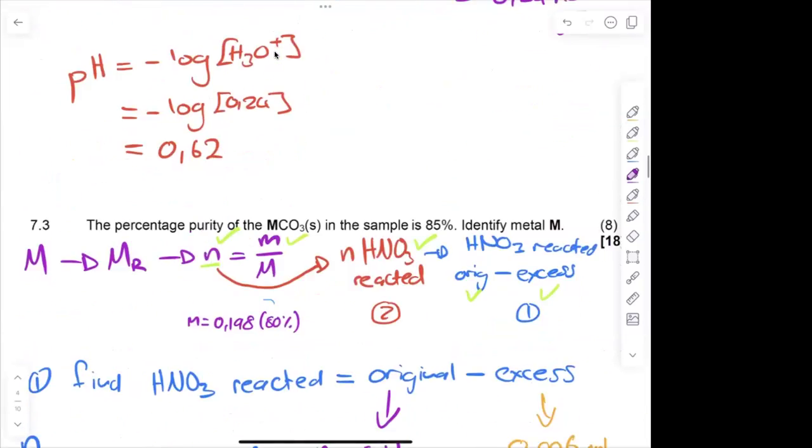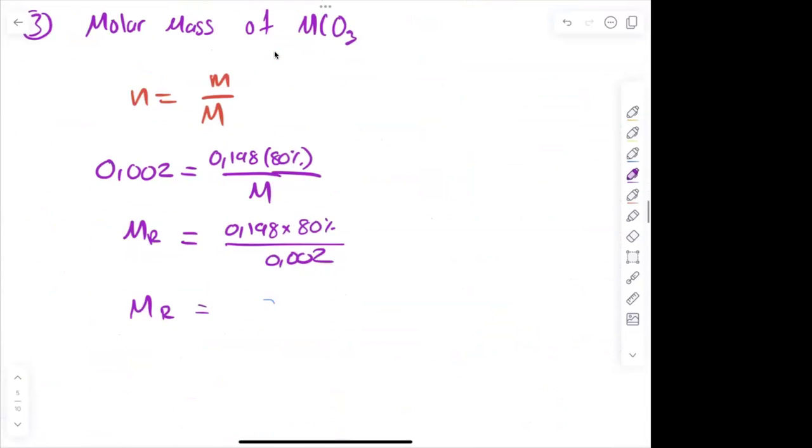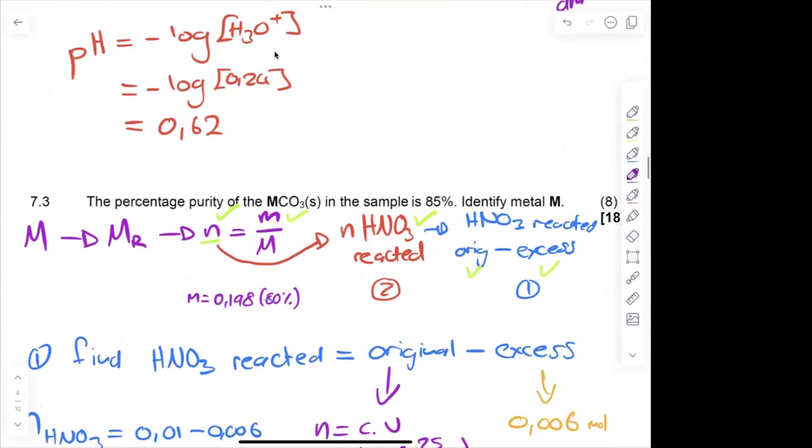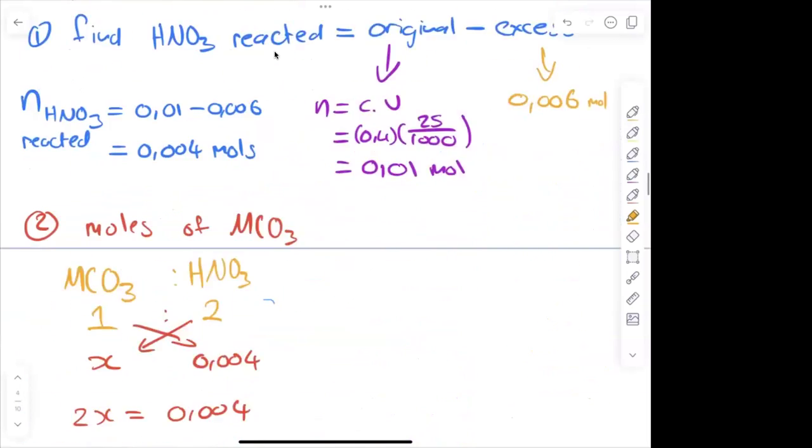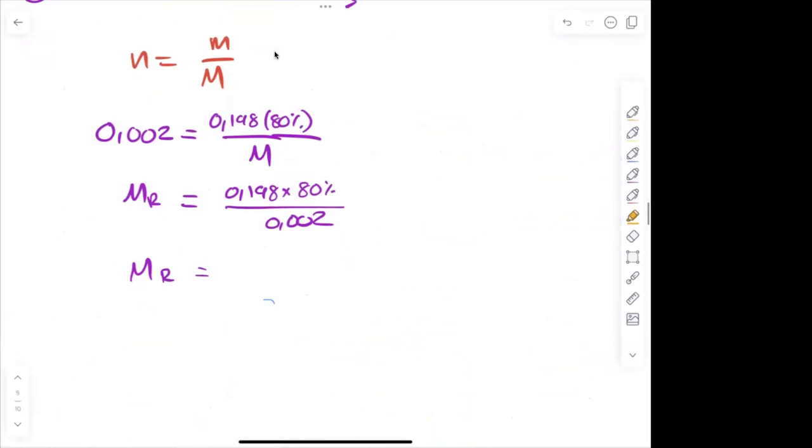Sorry, someone made a note there. Sorry, it's not 80%, it's 85%. I misread that. Apologies for that. They said 85%, not 80%. Let me quickly rectify that. It's 85%, right? I think that's probably why I was getting a weird answer.